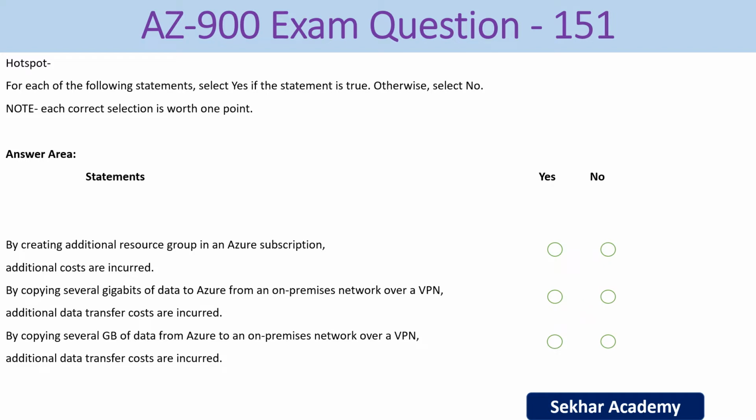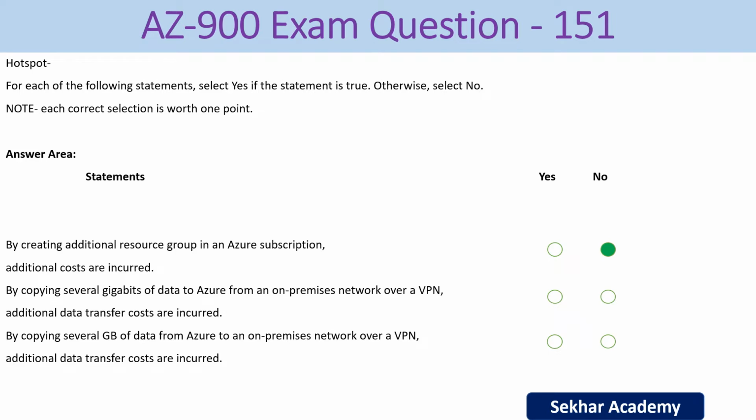AZ-900 exam question number 151. For each of the following statements, select yes if the statement is true, otherwise select no. Each correct selection is worth 1 point here. So let's go to the statements. Statement 1. By creating additional resource group in Azure subscription, additional costs are incurred. So creating an additional resource group in this Azure subscription will not have any additional costs, so Azure will not charge any cost for that. So the right answer is no.